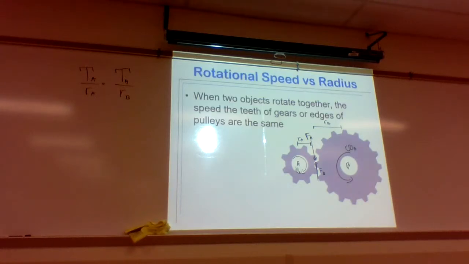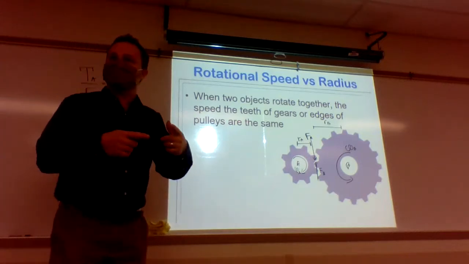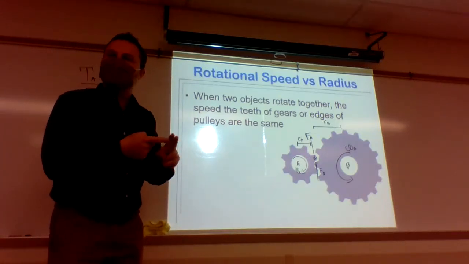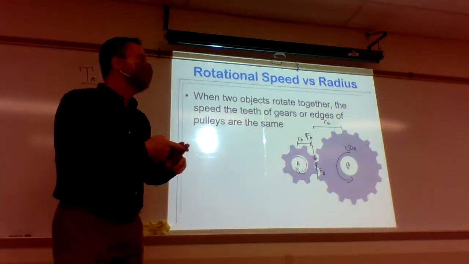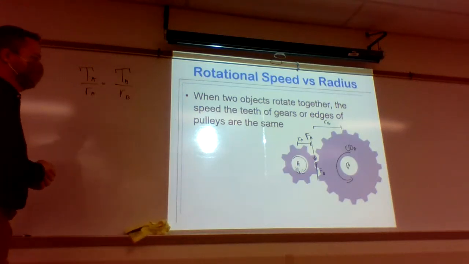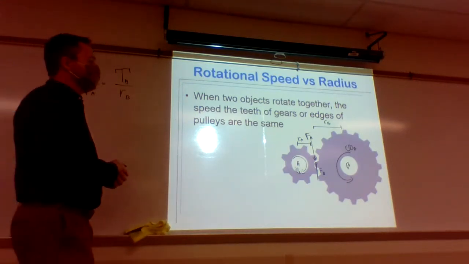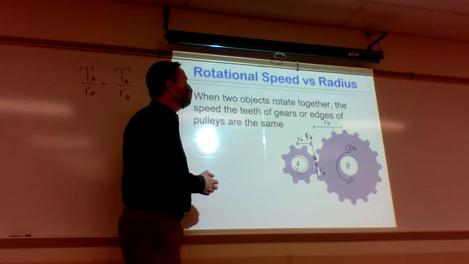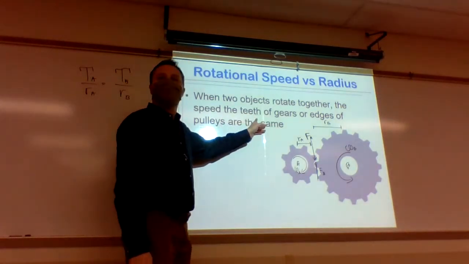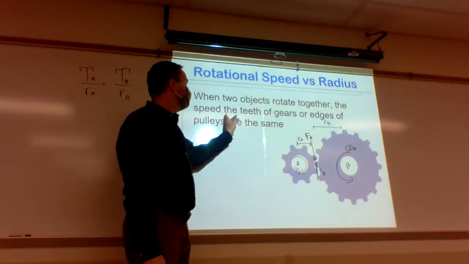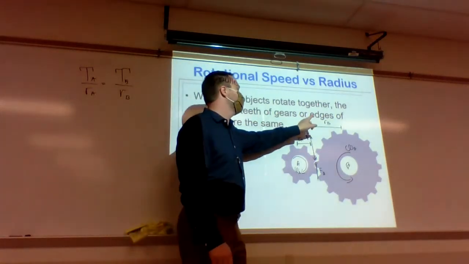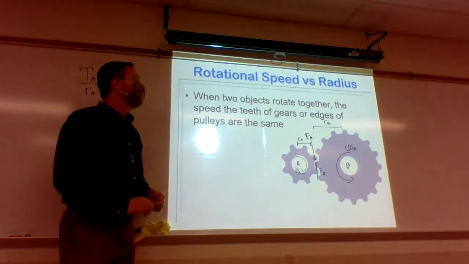So let's talk about rotation speed. So we said there's two factors, right? There's torque and rotation speed, omega. So we talk about the rotation speed. When two objects rotate together, the speed out at the tip, the speed of the teeth of these gears, are going to rotate the same.